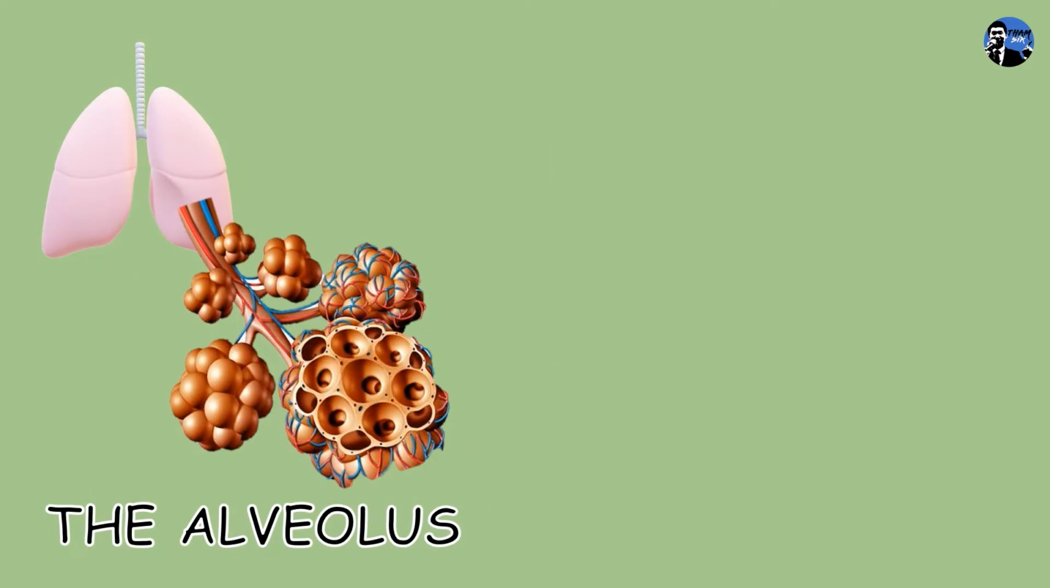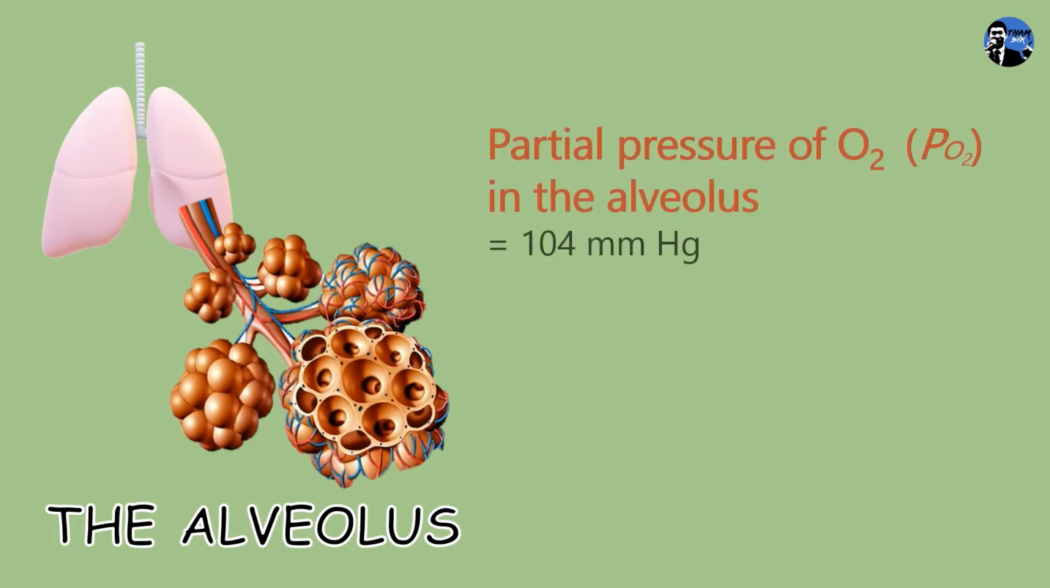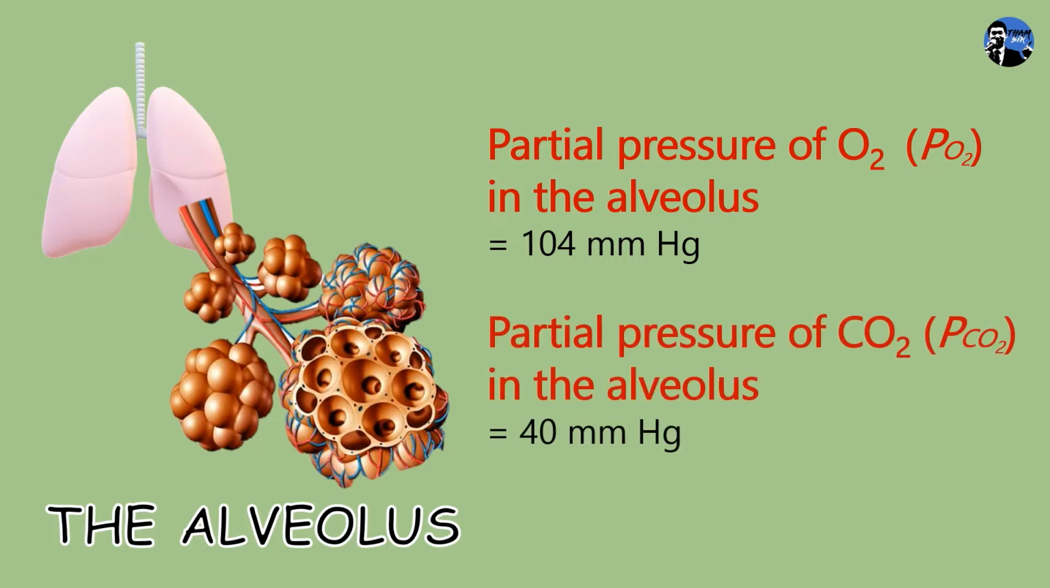As the inhaled air passes through the respiratory tract, the air is hydrated by the water vapor. Therefore, the partial pressure of oxygen in the alveolus decreases to 104 mmHg. Now, the partial pressure of carbon dioxide in the alveolus becomes 40 mmHg. Come on, I will show you the gaseous exchange between the alveolus and the lungs capillaries.